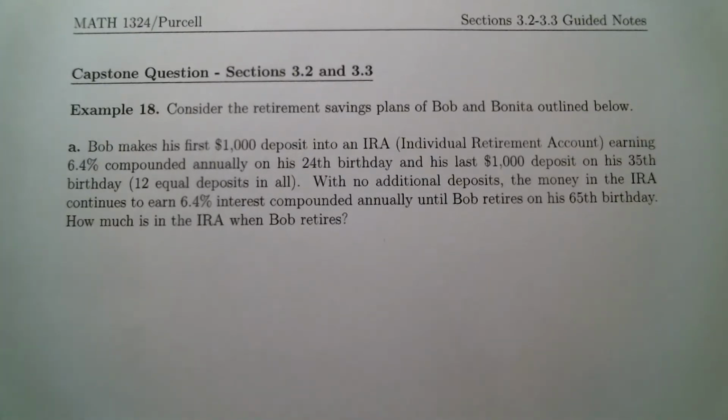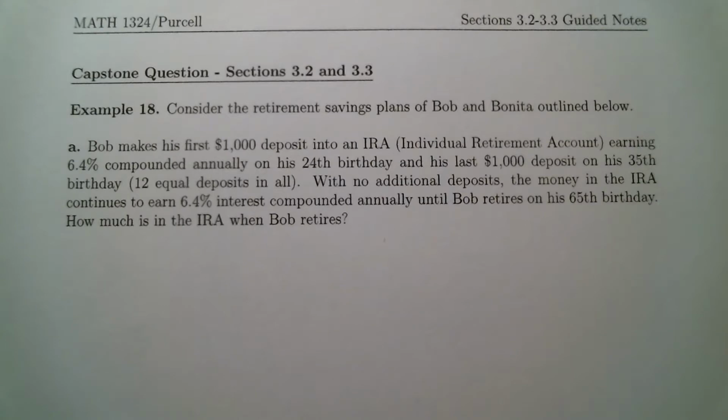To end our discussion of sections 3.2 and 3.3, I'm going to give you a capstone question. We are going to look at two people, Bob and Bonita, and each person saves for retirement according to the conditions outlined in parts A and B. Based on how they save their money, we're going to figure out who has more money for retirement, Bob or Bonita.